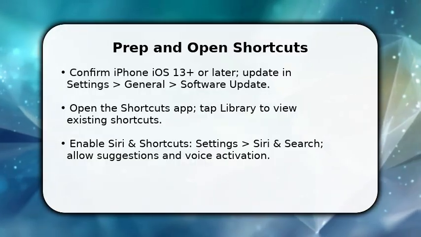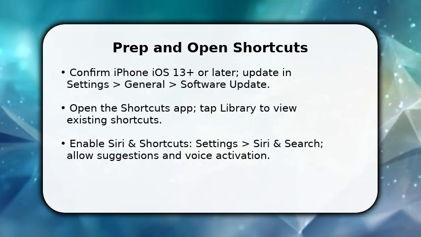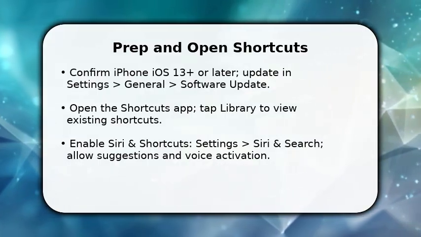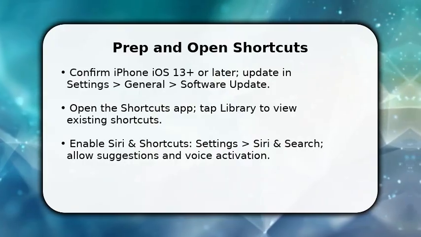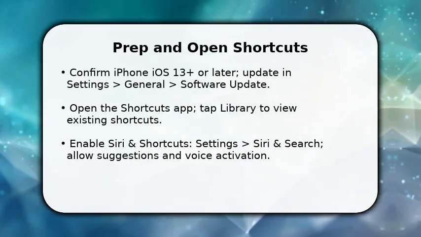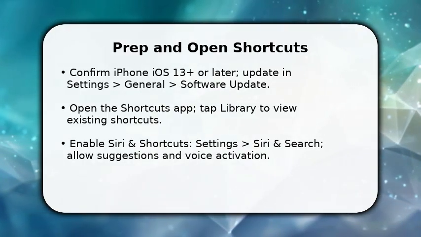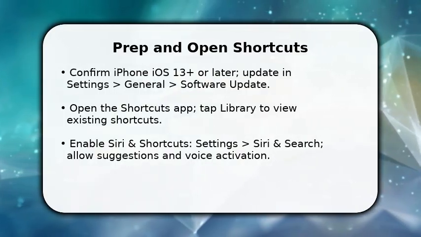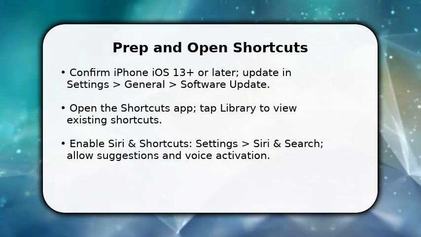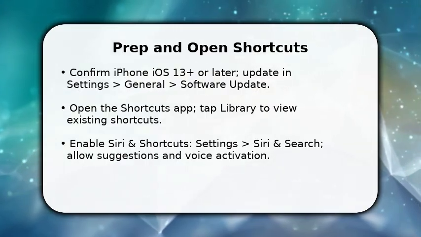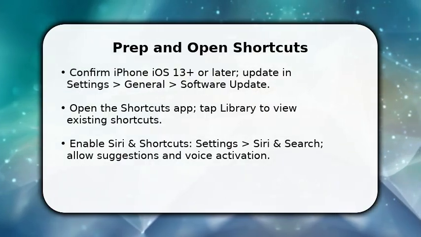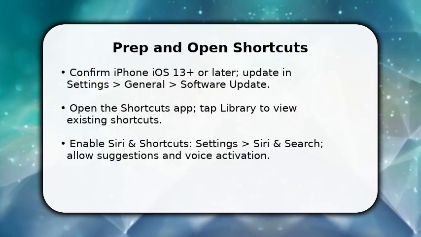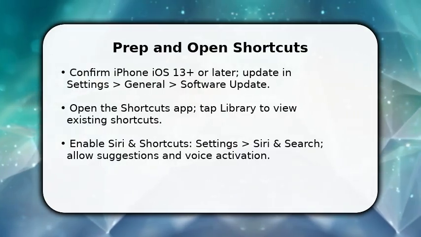You start by preparing the iPhone so shortcuts work predictably. Update iOS if needed, because older builds lack features. Once done, open the Shortcuts app and go straight to Library so you can see what exists. Make sure Siri and Shortcuts permissions are enabled in Settings. This lets automations run and lets you trigger shortcuts by voice. These steps avoid permission errors later and put you in the right view to create or locate the shortcut you want.